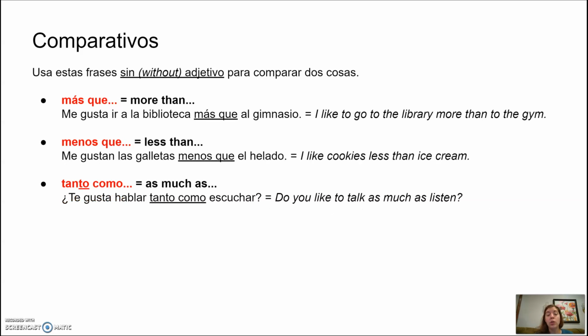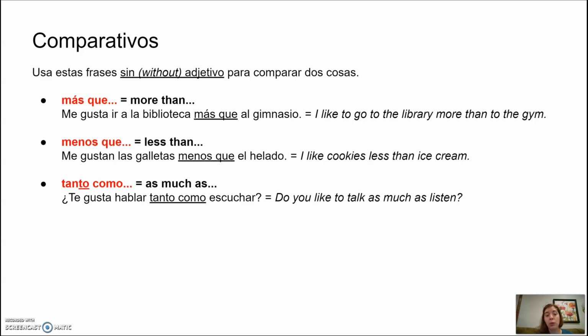Más frases. Usa estas frases sin adjetivo para comparar dos cosas. So here when you compare two things, there's no adjective. Más que significa more than. Notice here there is no room for an adjective to be inserted in between the words. Más que just goes in a row.